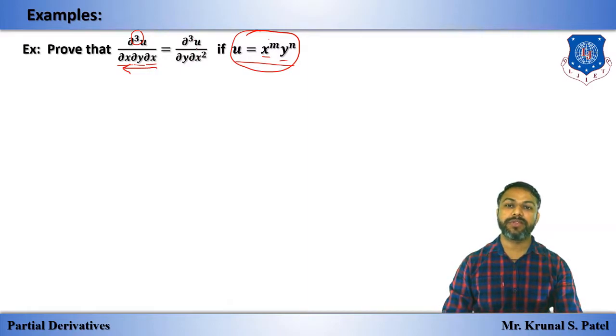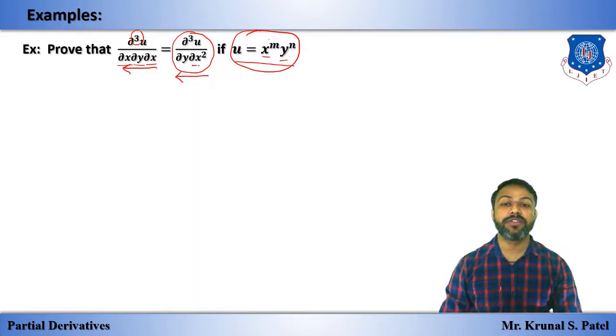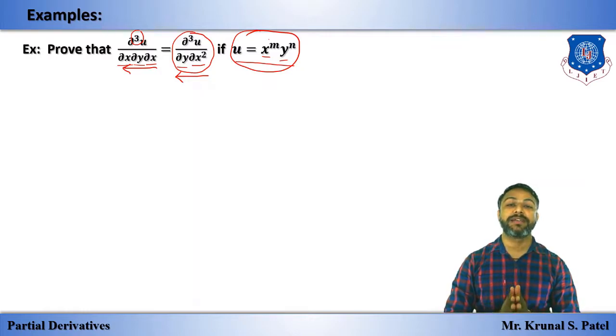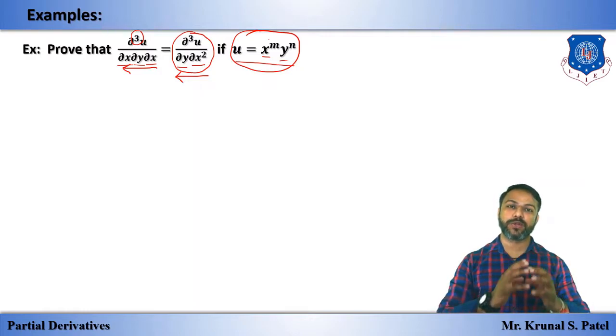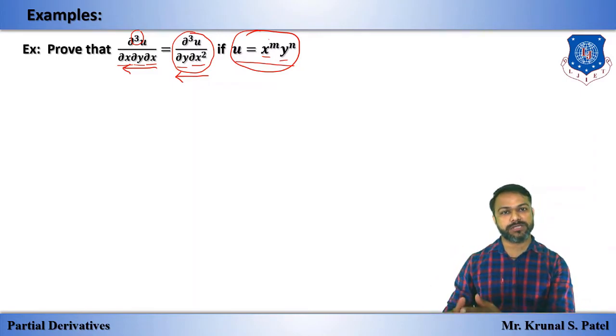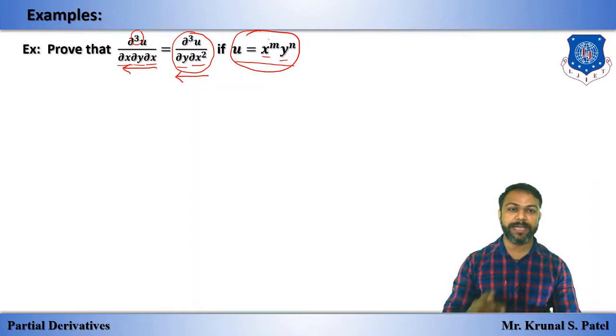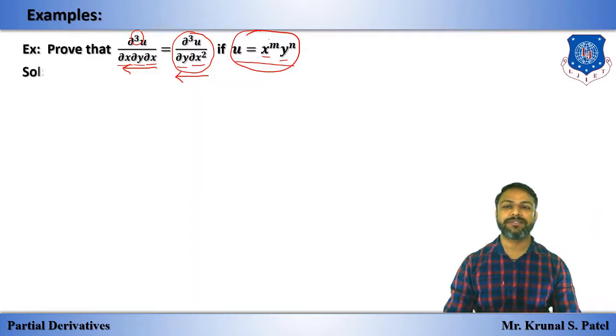And when we want to find this, at that time again in this direction. So first we differentiate u 2 times with respect to x, and that answer will be differentiated with respect to y. And whenever we differentiate, you have to keep one thing in your mind. When we differentiate with respect to x, treat y as a constant, and when we differentiate with respect to y, treat x as a constant. This logic you have to keep in your mind. Okay, so let's start with the solution.